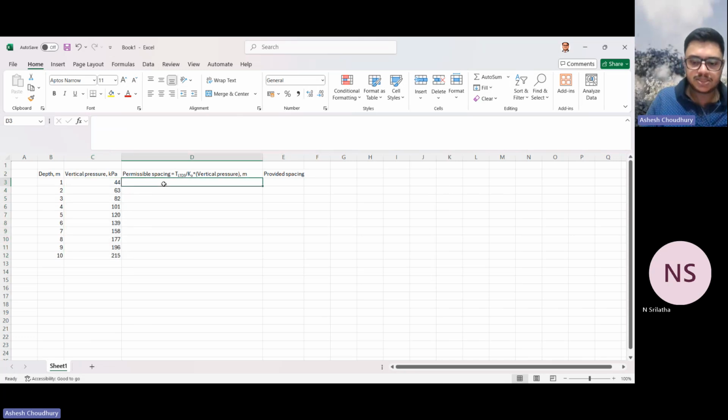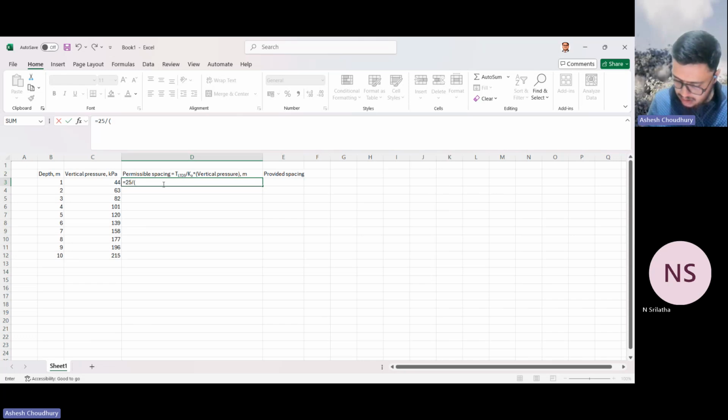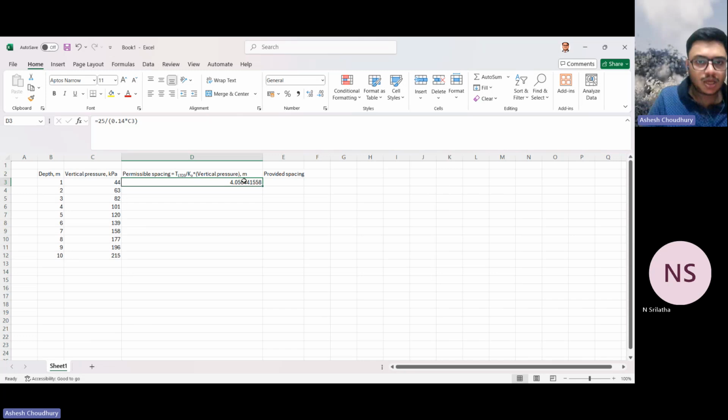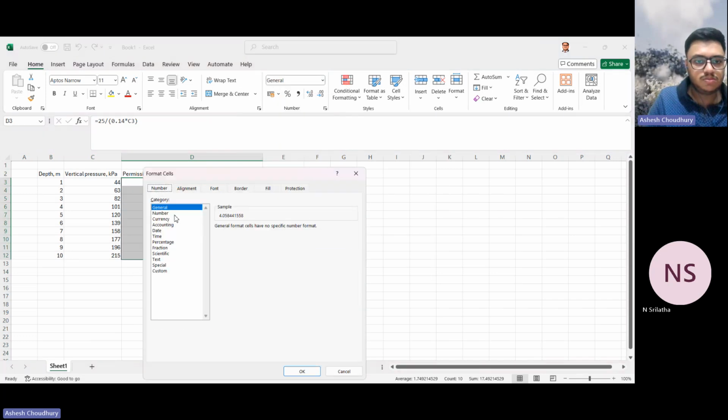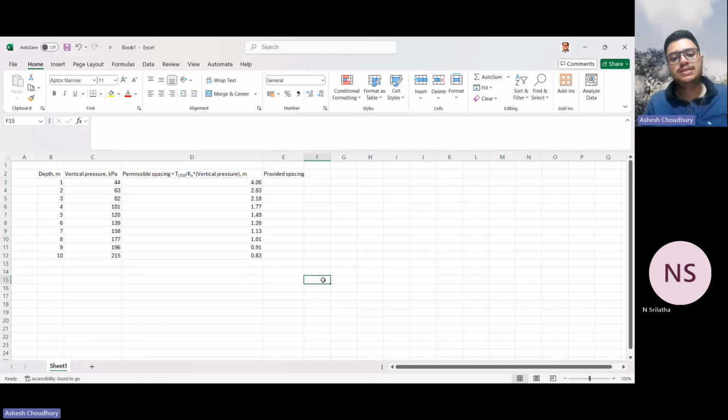Next, you have the permissible spacing. Permissible spacing is nothing but T_LTDS, which we calculate, it is 25 divided by Ka. Ka is how much? 0.14 times the vertical pressure. Alright, so this is the vertical permissible spacing.